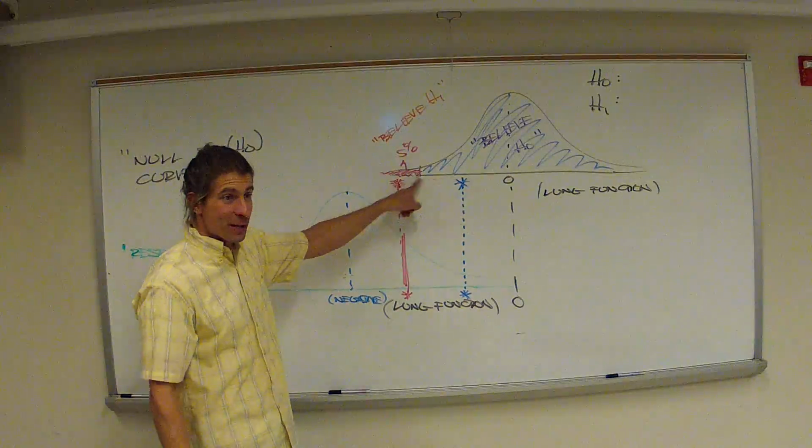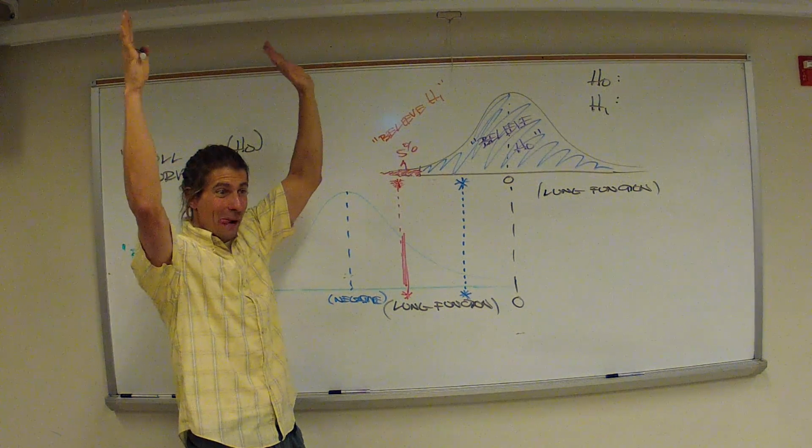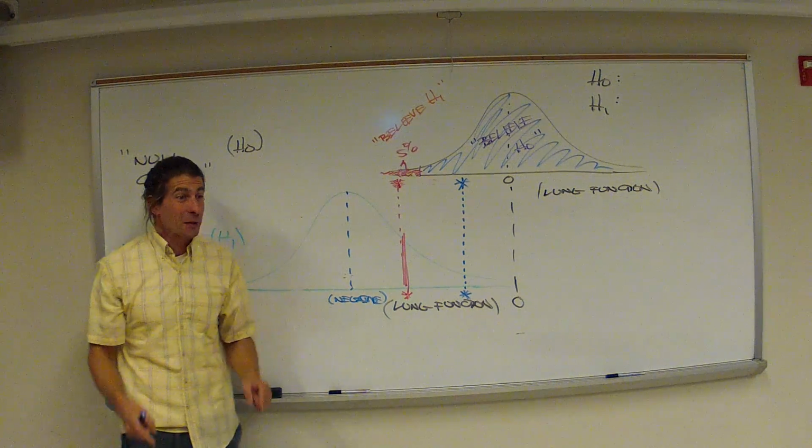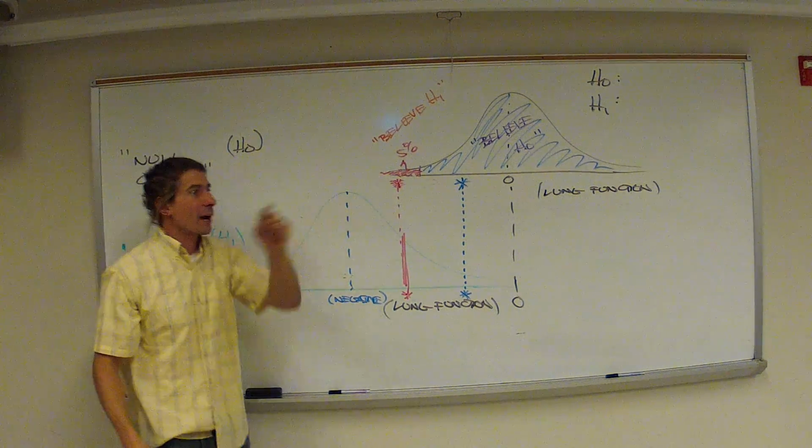This is fixed at 5%, so our type 1 error is always at 5%. Beta shifts depending on what you put here. That's a horribly tricky idea right now for us to internalize, and we're not going to.